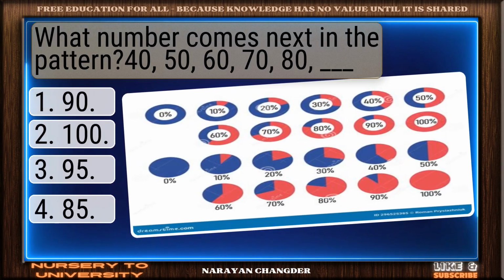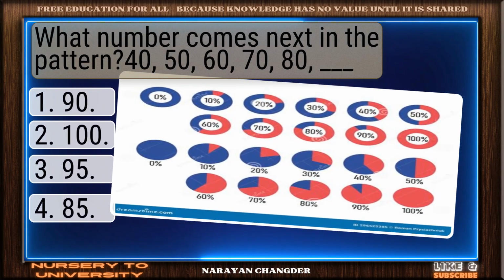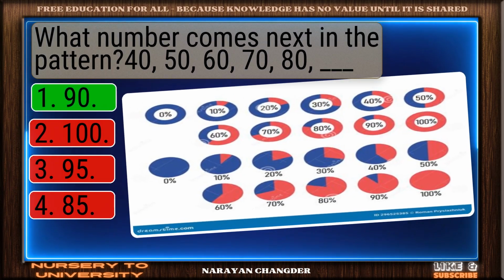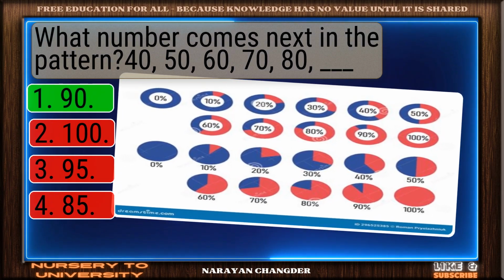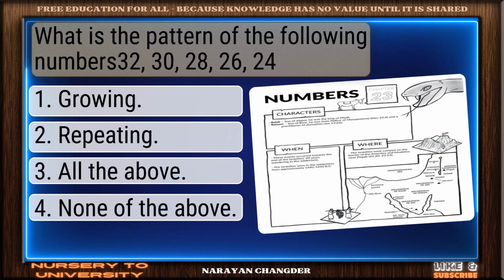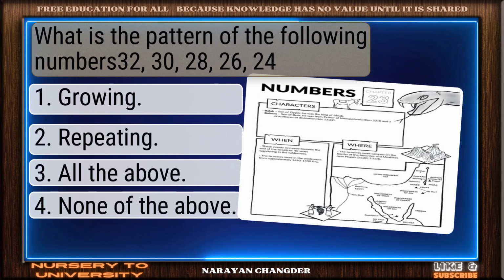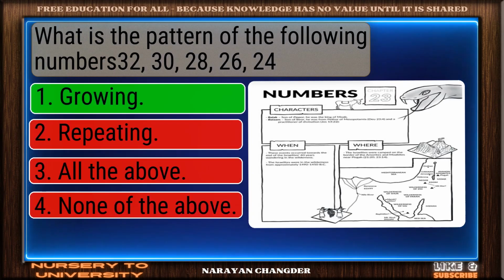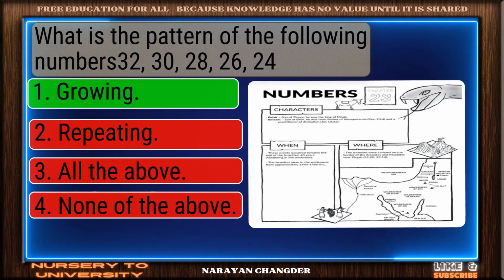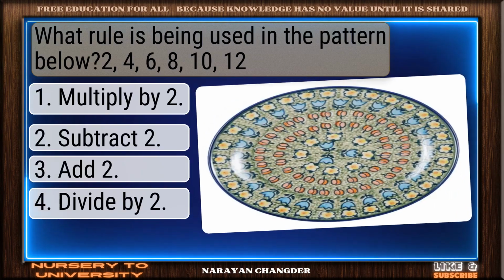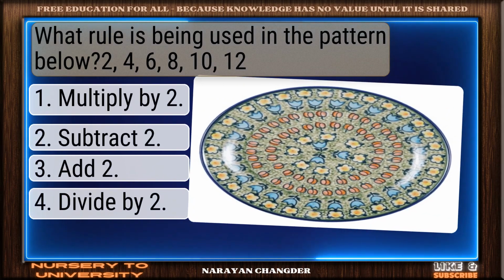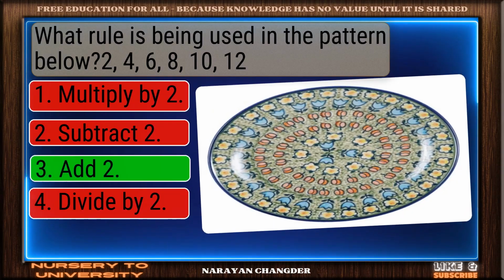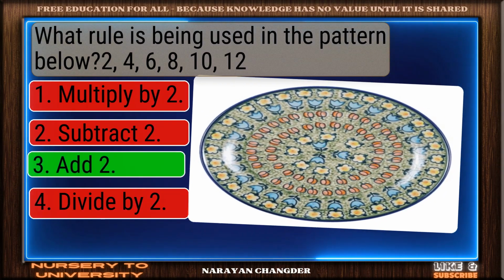What number comes next in the pattern? 40, 50, 60, 70, 80 dash. On track. 90 is the correct answer. What is the pattern of the following numbers 32, 30, 28, 26, 24? Good thinking. Growing is the right answer. What rule is being used in the pattern below? 2, 4, 6, 8, 10, 12. Perfect. Add 2 is the correct choice.